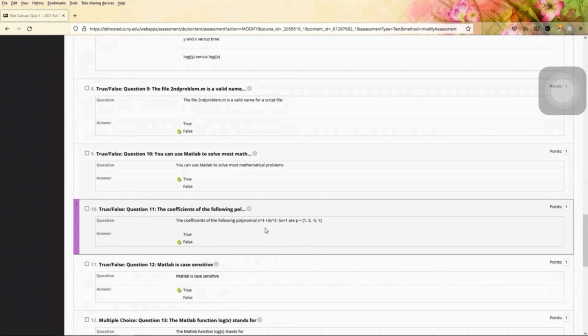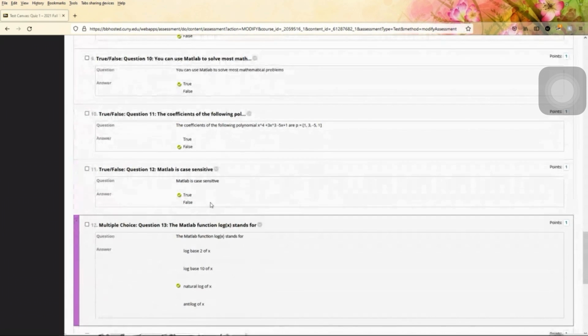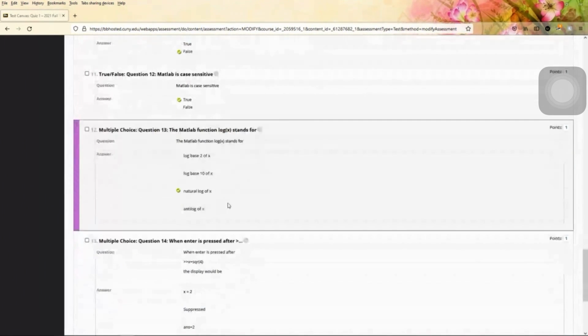Now, the coefficients of the polynomial, we have a 4th degree polynomial, so it has to be 5 coefficients, right? So already, without even looking at the coefficients here, it should have been 5 coefficients. And of course, there is the coefficient of x squared that is missing. It should have been a 0. That's why it's false, right? MATLAB is case sensitive. That is true. MATLAB for log of x stands for, this is the MATLAB function, right?